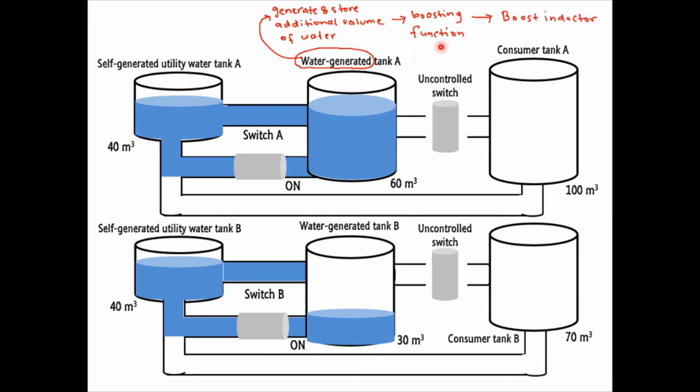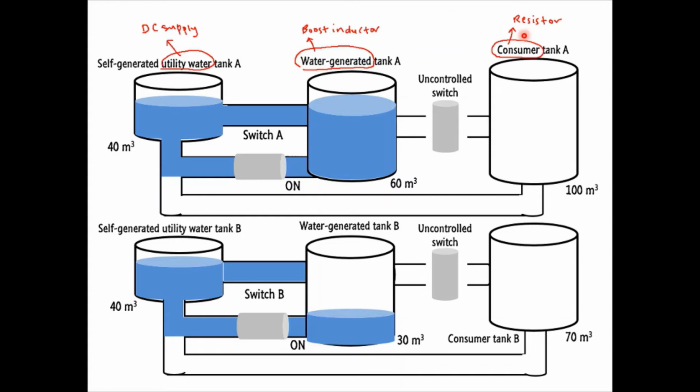Therefore, in the DC converter circuit, the inductor is called the boost inductor. To perform the boost function, the inductor must solely be connected to the DC supply. Hence, the load must be disconnected from the source.